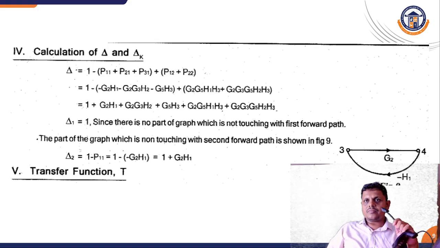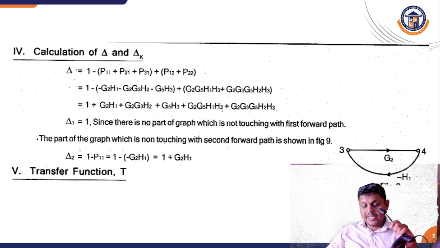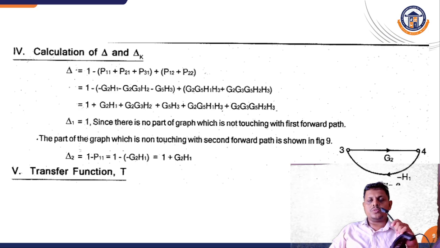Next, we calculate the value of delta and delta k. Delta is calculated using the formula 1 minus P11 plus P21 plus P31, which are the individual loops, plus P12 plus P22, which are the gains of the 2 non-touching loops. Here there is no combination of 3 non-touching loops. By calculating this we obtain the delta value, and delta 1 equals 1.